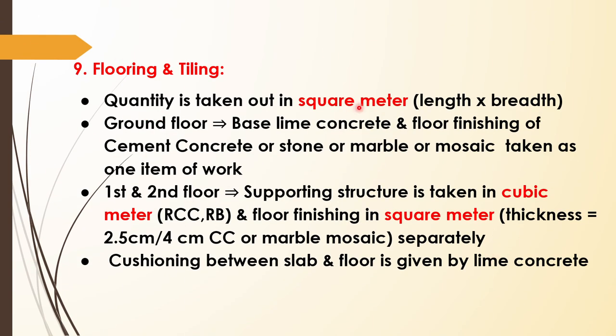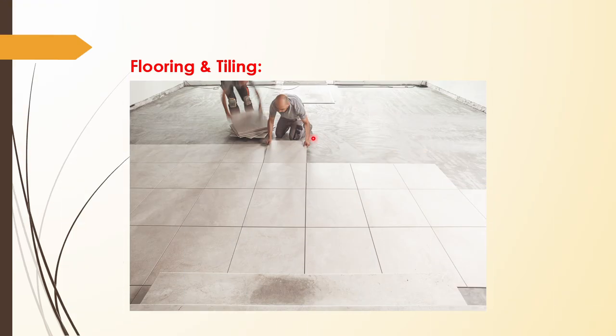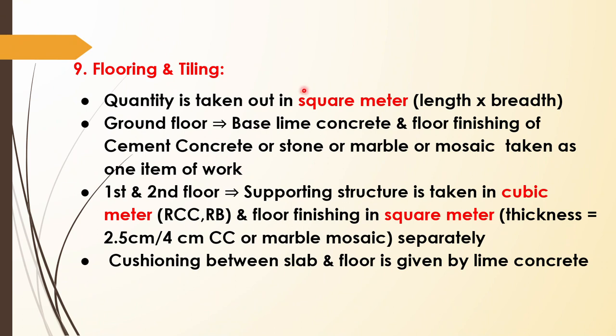Now the base of the flooring is given by lime concrete. Normally lime concrete or some concrete mix will be provided at the base, and then the floor finishing is given by cement, concrete, stone or marble, mosaic, tiles, etc. All are calculated in terms of square meter, that is length into breadth. Now if you are making a multi-storied building, in the ground floor it will be like this: a base of lime concrete, and on top we will provide a finishing with marble, tiles, etc.